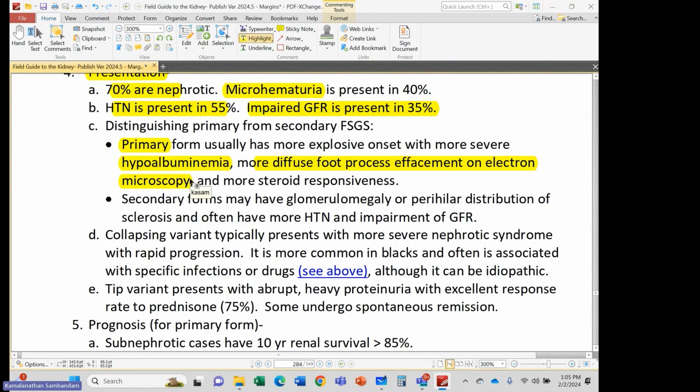responded to steroids. How did I know it was primary? Well, I gave steroids anyway, even though they had 20% foot process effacement. I gave them steroids anyway. They got better. Proof positive. You had primary FSGS. Okay.